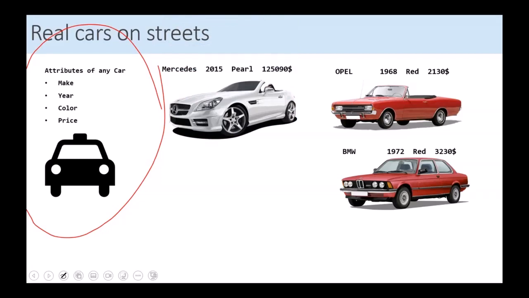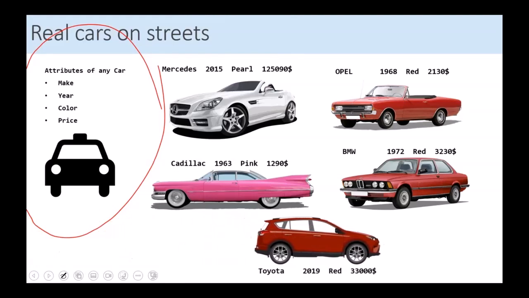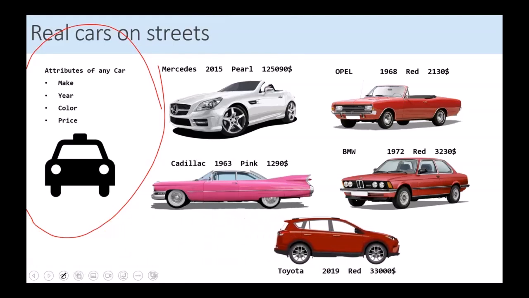Mercedes 2015 Pearl, and this is the price. Cadillac of the 60s, all the Elvis Presley movies were like this. And this is another real car. Does that make sense? So what you see on the left is what? The concept of a car. What you see on the right, what? Real cars that you can drive, sell, and have, right?